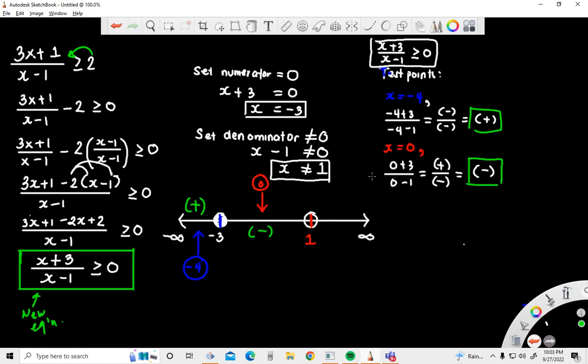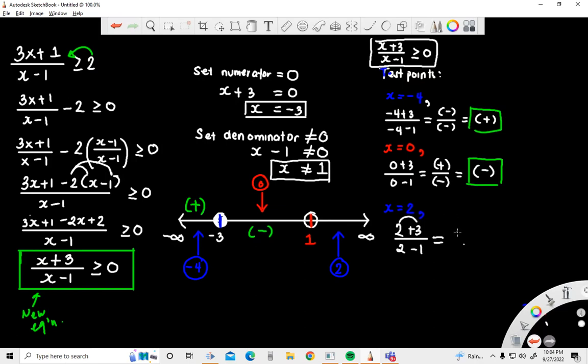Next is ito naman, sa pagitan ni 1 at ni positive infinity. Ano ba yung mga numbers sa pagitan ni 1 hanggang positive infinity? Huwag na tayong lumayo. Ang kasunod ng 1 ay 2. So, meron tayong x equals positive 2. Plug in lang natin yan sa original equation. We have x plus 3, gawin natin siyang 2 plus 3 all over 2 minus 1. Hanapin lang natin yung result.